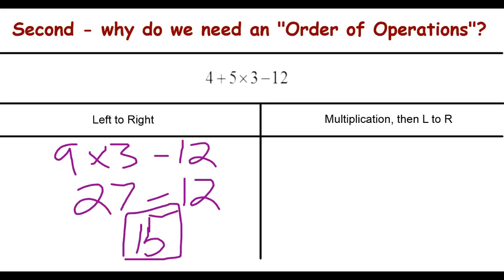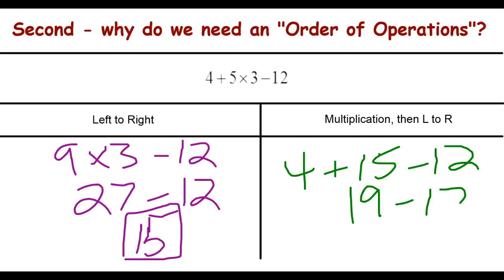But if we did multiplication first, as we may have learned through our lower school or elementary school experience, then we're going to need to do the multiplication first. That becomes 4 plus 15 minus 12. 4 plus 15 is 19, and 19 minus 12 is 7.